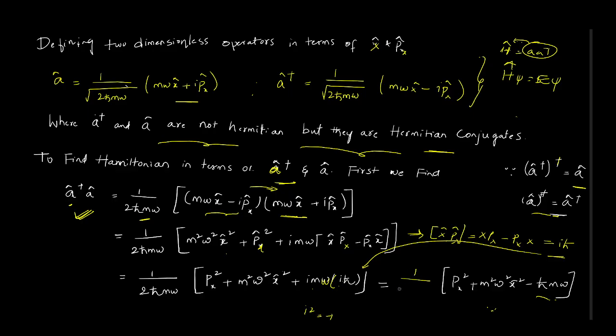That is 1 by 2 h cross m omega into px square plus m square omega square x square, minus h cross m omega. If you take out 1 by 2m into the bracket, what happens? This will be px square by 2m plus m square omega square x square by 2m. You will get those terms.